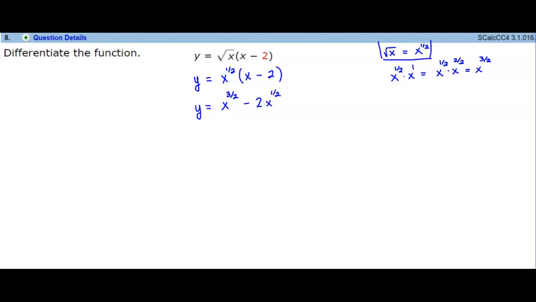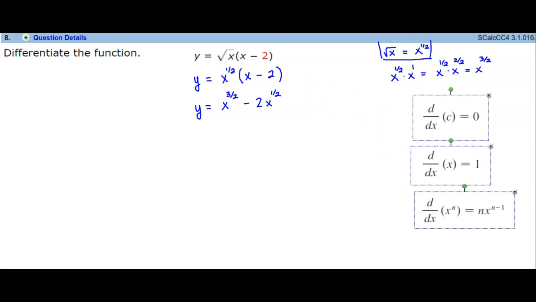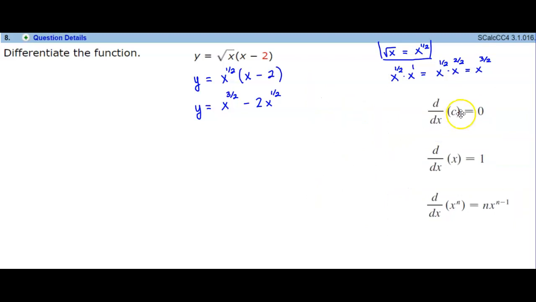Now, distributing, we separated this into two terms, and now let's take a look at the definitions that we have. Remember that the derivative of a constant function is 0, the derivative of the variable x is equal to 1 with respect to x, and then here is the power rule. We're going to be using the power rule for these two terms. So to find the derivative of y, we say that this is y prime.